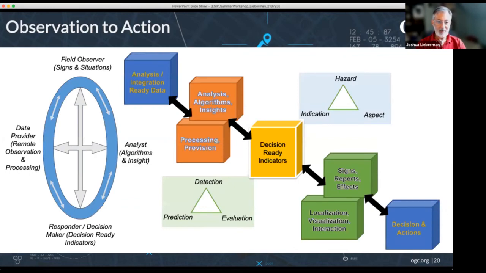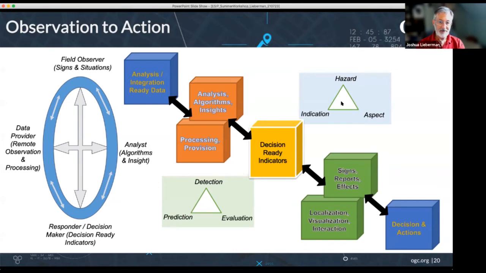And we said that there's this collaboration loop, but what that collaboration loop is trying to do is to implement these flows of knowledge here. So we have analysis ready data, we have algorithms and processing that can get us decision ready indicators, but we only get those decision ready indicators if we have the input from the decisions and actions, the signs that guide those decisions, localized and visualizable, that combine with the insight to produce useful indicators.